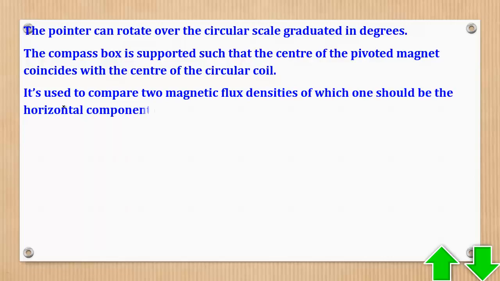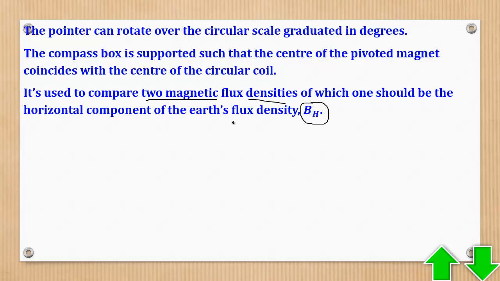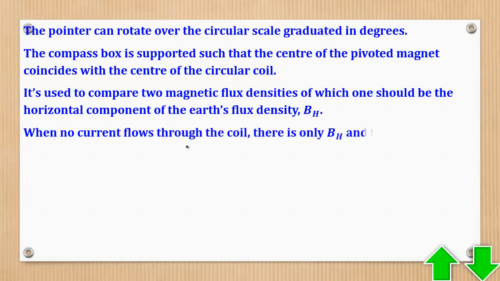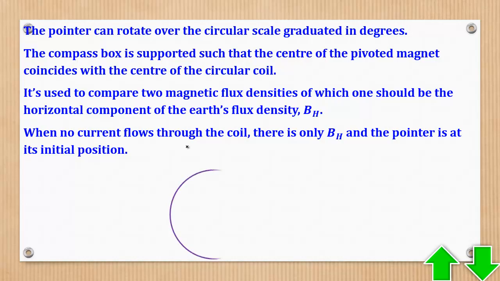So it is used to compare. This deflection magnetometer is used to compare two magnetic flux densities, but one of them should be the horizontal component of the Earth's flux density. That is why you saw a small magnet attached to a pointer. So when no current flows through the coil, there is only BH, and the pointer is at its initial position.